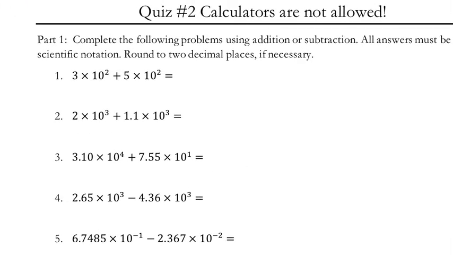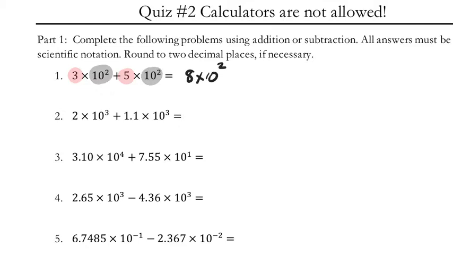All right, so we see problem 1 is 3 times 10 to the second plus 5 times 10 to the second. When you have problems like this, you have 10 squared and 10 squared. Those are the same base, 10, and the same power, 2. When you're adding and subtracting and you have numbers to the same base and same power, you can simply add the two coefficients together, the 3 and the 5. So this is simply 8 times 10 to the second.